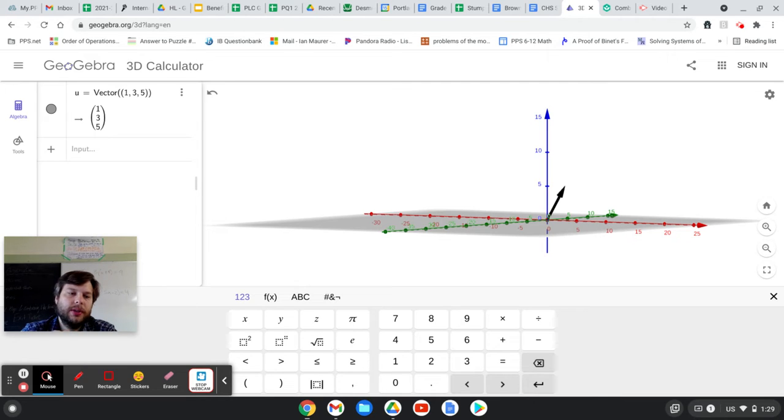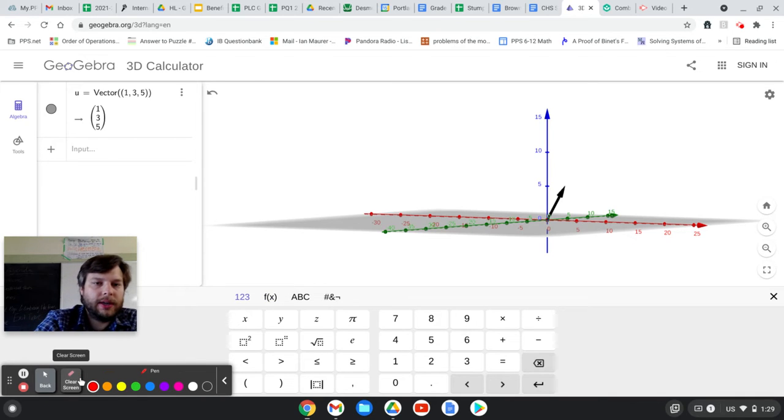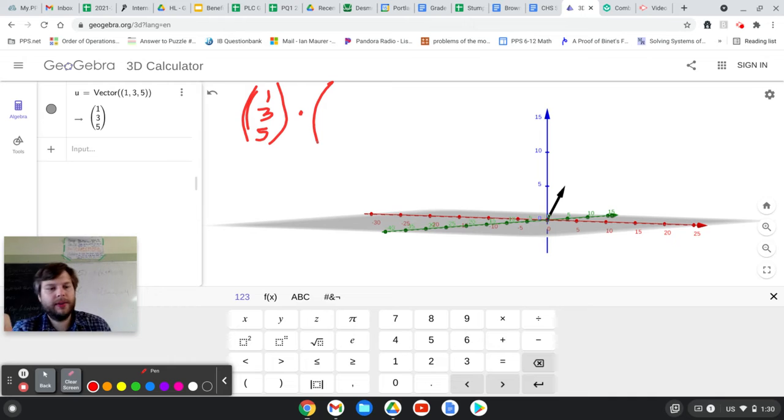And what I want to start doing is creating vectors that are perpendicular to it. And perpendicular means the dot product is going to equal 0. So let's say that I have my vector of 1, 3, 5, and I'm going to dot that with some other vector here. And I can choose whatever I want for, let's make the x coordinate -1, let's make the y coordinate 2, and then we'll figure out the z coordinate.